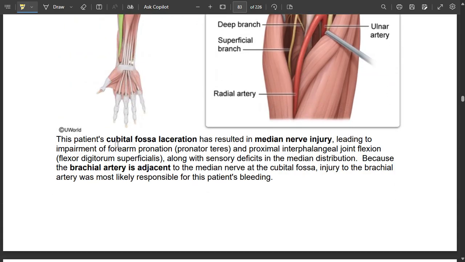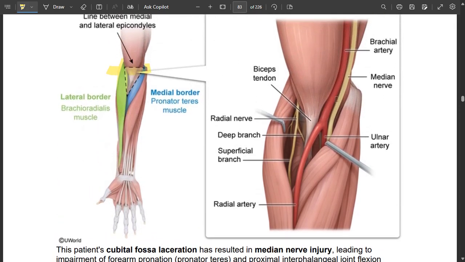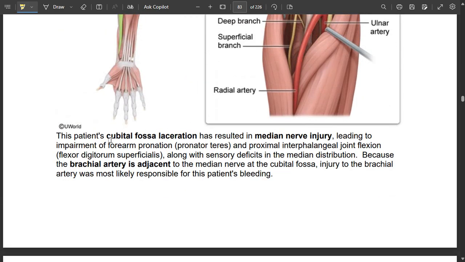Okay, so consider a patient with a cubital fossa laceration. Any laceration of the cubital fossa can result in median nerve injury, since the median nerve also passes through this fossa, leading to impairment of forearm pronation. Pronator teres is affected, so forearm pronation is markedly affected, and proximal interphalangeal joint flexion is also affected because flexor digitorum superficialis, which is supplied by the median nerve, is affected, along with a sensory deficit in the median distribution.